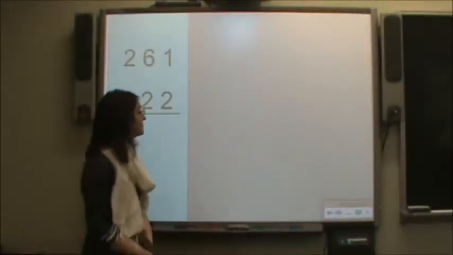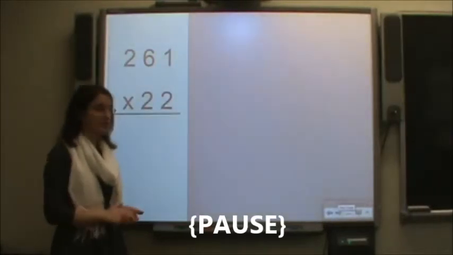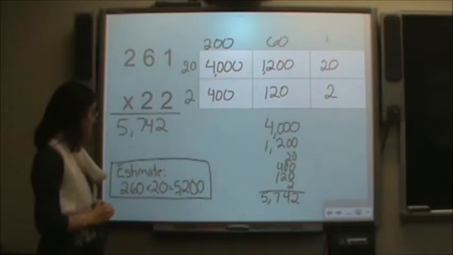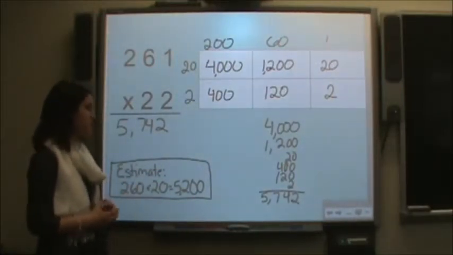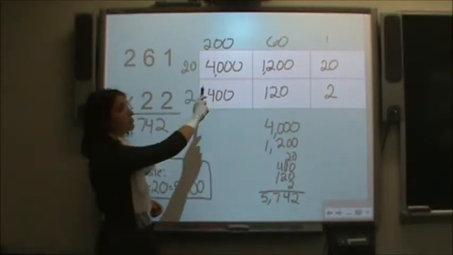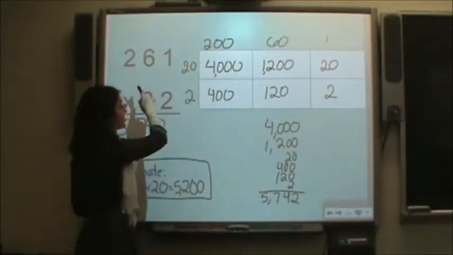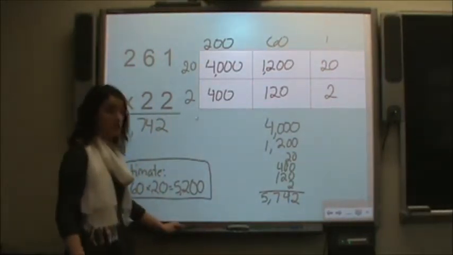The next one is 261 times 22. Pause your video and solve it now. The answer is 5,742. And that's relatively close to my ballpark estimate of 5,200. And I had to do 3 boxes by 2 boxes because this was a 3-digit number by a 2-digit number, but I still separated it just the same as I've been doing.